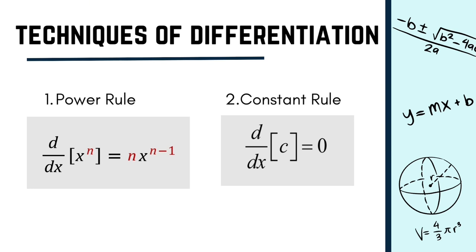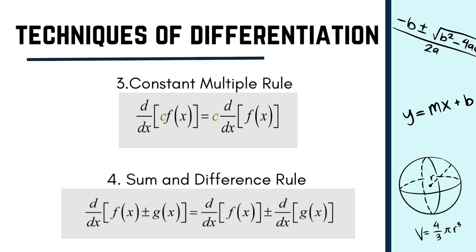The first one is power rule. It is used when the function is a power of x. The second one is constant rule. It is used when the function is just a number. The third one is constant multiple rule. It is used when a constant multiplies a function.